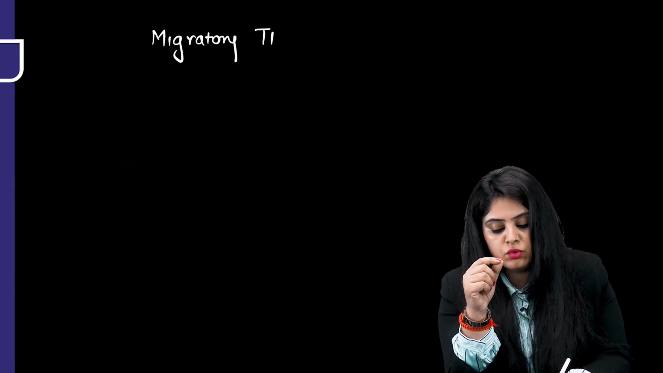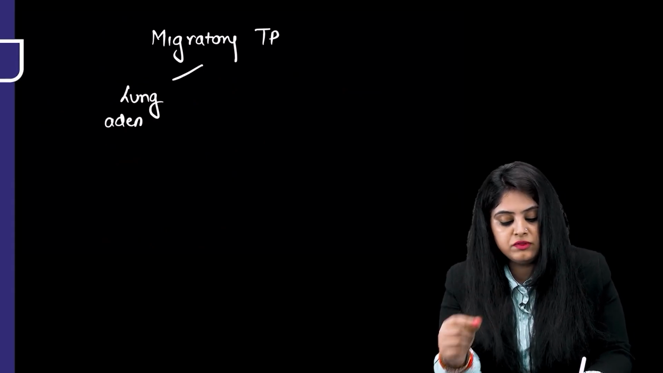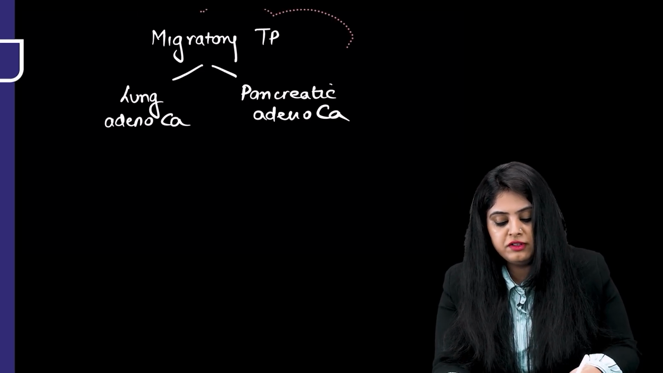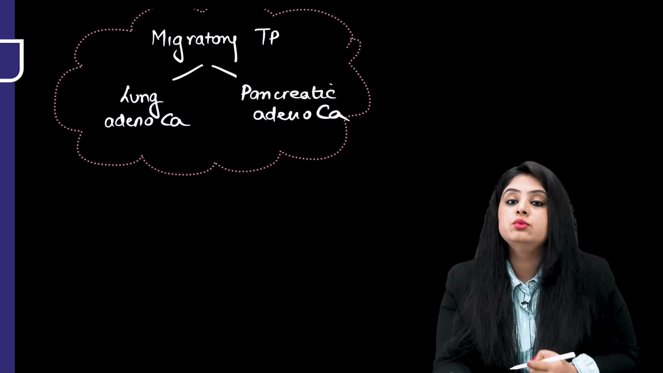Very, very important question. Migratory thrombophlebitis is going to be shown by lung adenocarcinoma. One of them is going to be lung adenocarcinoma. The other one is going to be pancreatic adenocarcinoma. Again, when you go back to your surgery classes, you will find this information very, very useful.